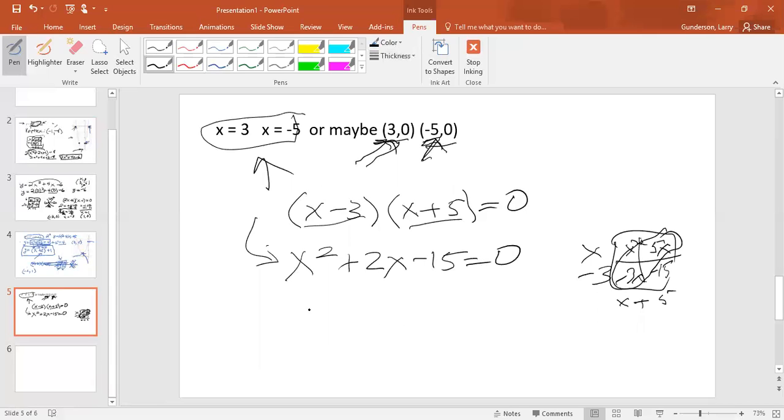Then if they want to know the vertex, now you're going to do, I'm not going to do the whole problem again, but that's where you would do this.